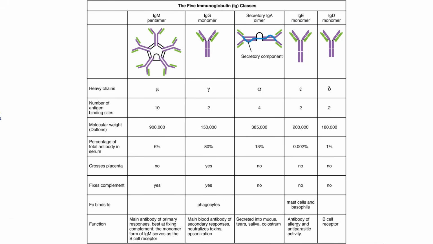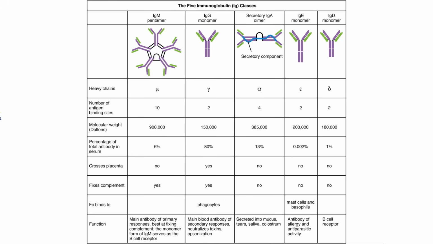all linked together, giving this 10 different antigen binding sites. And it can cross-link a lot of different things together. It's very good for precipitation and agglutination in that regard. Next most common is the IgD, which is a monomer that's often associated with the B cell receptors, such as on the naive B cells.